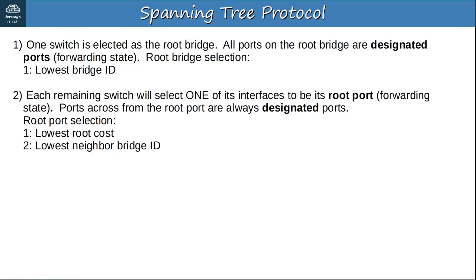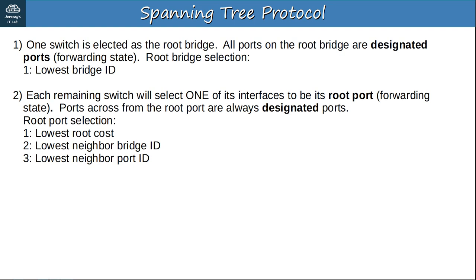So this is the process so far. However, there is one more tiebreaker that might be needed to select the root port. What if two switches have two connections between them, so both the root cost and the neighbor bridge ID are the same? Then we get to the final tiebreaker. The interface connected to the interface on the neighbor switch with the lowest port ID will become the root port.